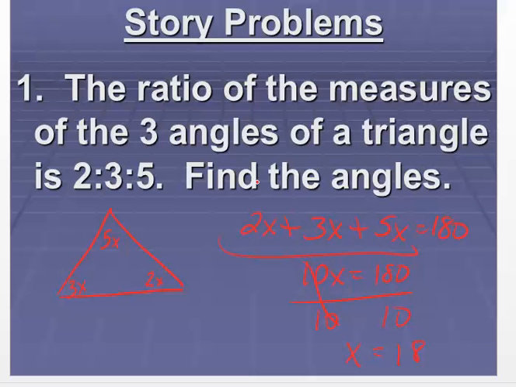It does ask me to find the angles, so we're going to plug the 18 back in. 2 times 18 would be 36 degrees. 3 times 18 would be 54 degrees. And 5 times 18 would be 90 degrees. I can verify that my answer is correct by checking those. If I add those up, I should get 180. 30 and 50 is 80, plus 10 more is 90, plus another 90 is 180 degrees.